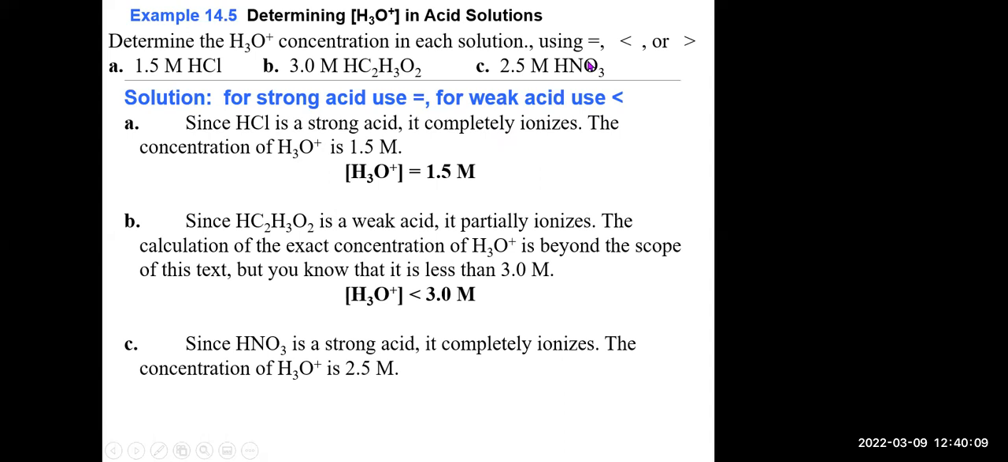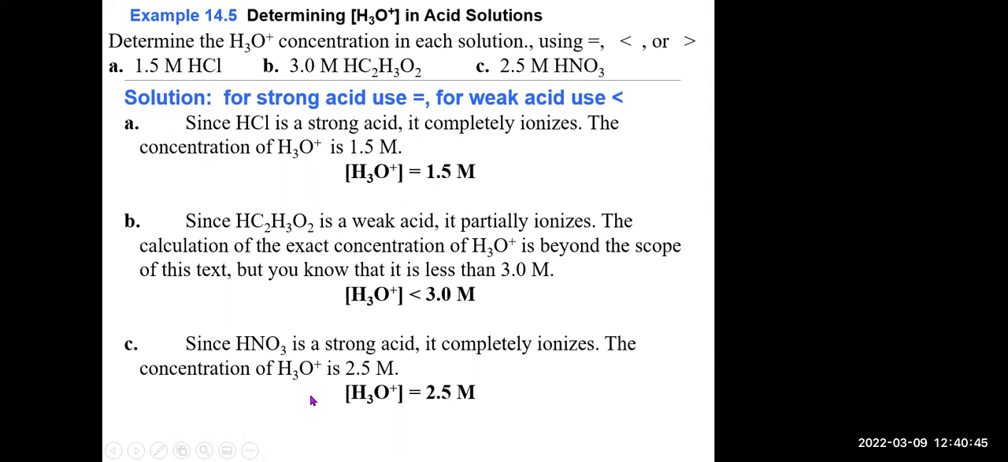And the last one is a strong acid, monoprotic. So therefore, it will be equal. Since HNO3 is a strong acid, if it's strong monoprotic, it completely ionizes, and the concentration of the H3O plus is the same as the acid concentration given. When the problem gives this concentration, it is referring to the acid. But here the question is, what is the concentration of the H3O plus?